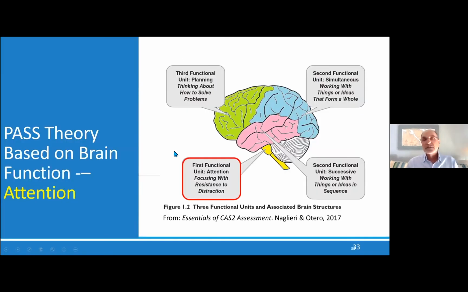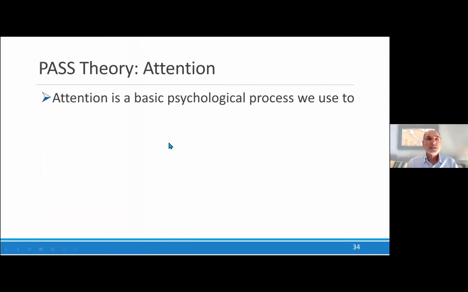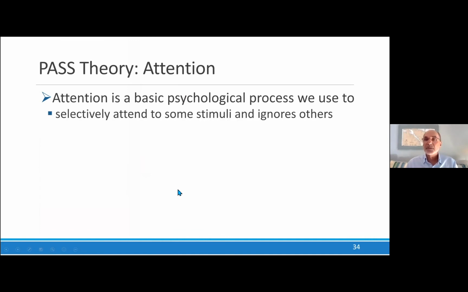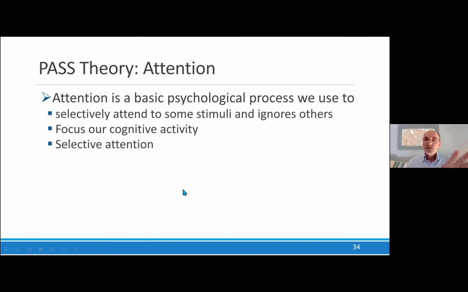So let's talk about attention next. Attention is a basic psychological process that we use to selectively attend to some stimuli and ignore others. So focus and resist. Focus and resist. You can call it selective attention. It's harder over time. The more you have to concentrate, the harder it gets. Just think about when you're driving in a car. After a while, it gets hard to focus your attention. And of course, resistance to distraction.